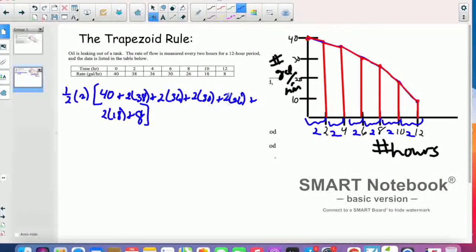I can put all that in my calculator, and notice here, 1/2 times 2 is 1. So we have a 1 times all of this in here. And I'm going to use my calculator for that. And I'm getting an estimate of a 344. And again, for the unit of measure, gallons per hour times hours is gallons. So 344 gallons would be a very, very close estimate because we've used so many trapezoids, and those trapezoids are so close to my original curve.